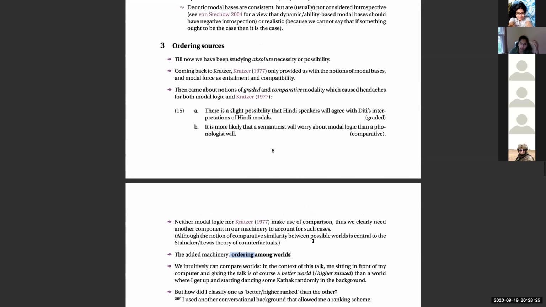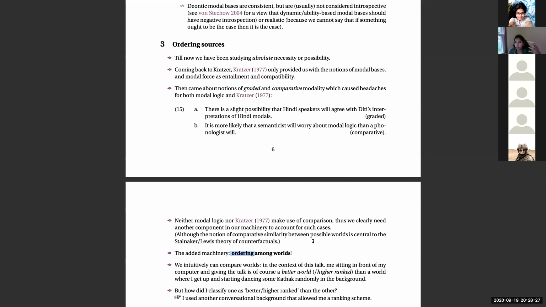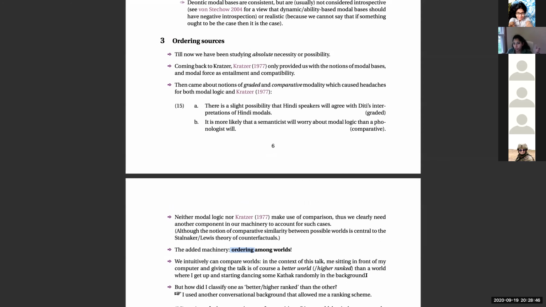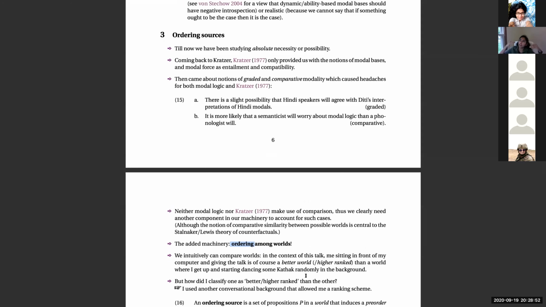So even before you look at machinery, think about it this way: you can intuitively compare worlds. In the context of this talk, me sitting in front of my computer and giving the talk is a better world, a higher ranked world given my goal of giving the talk, than a world where I get up and start dancing in the background. That's not a good world given the goals of what's going on. So we can intuitively say this is a better world than that because it meets some criteria.